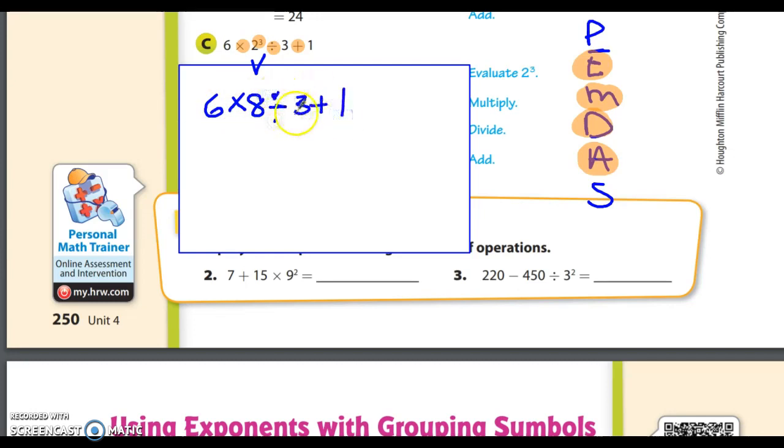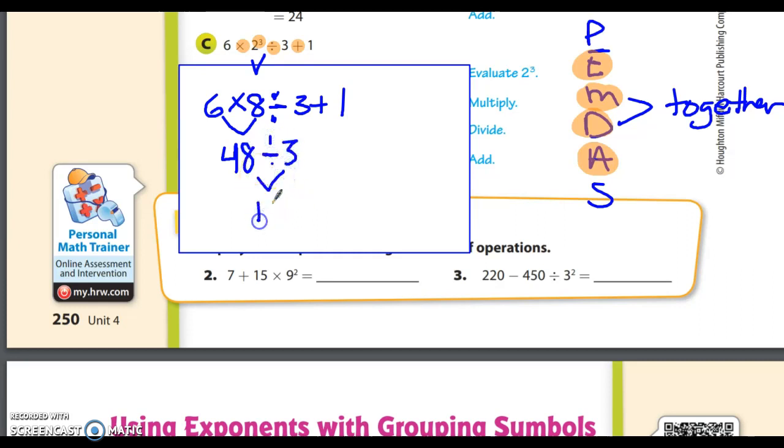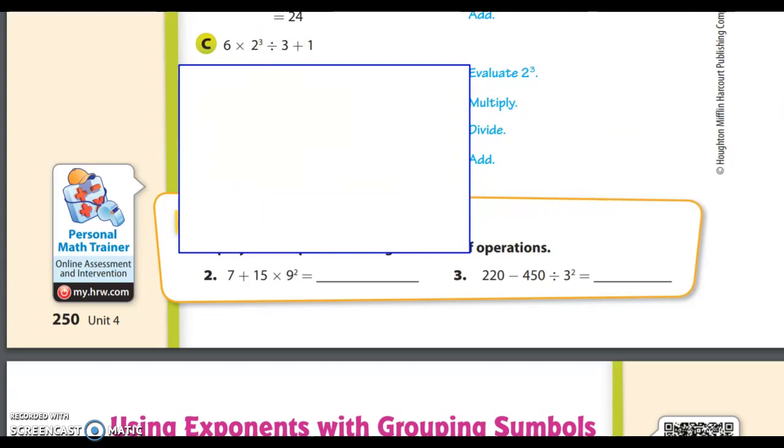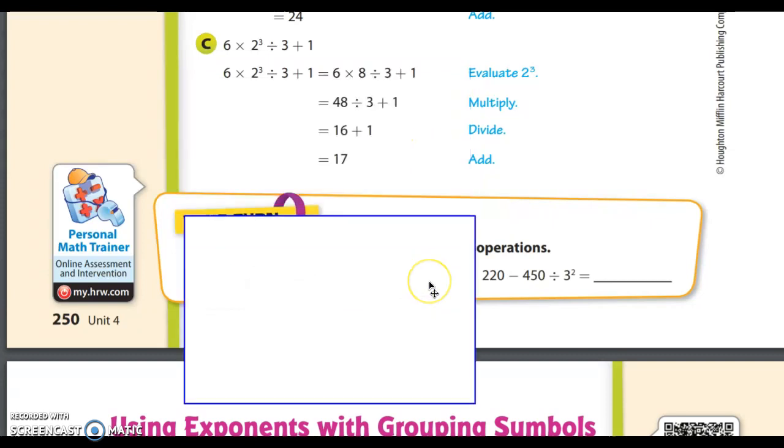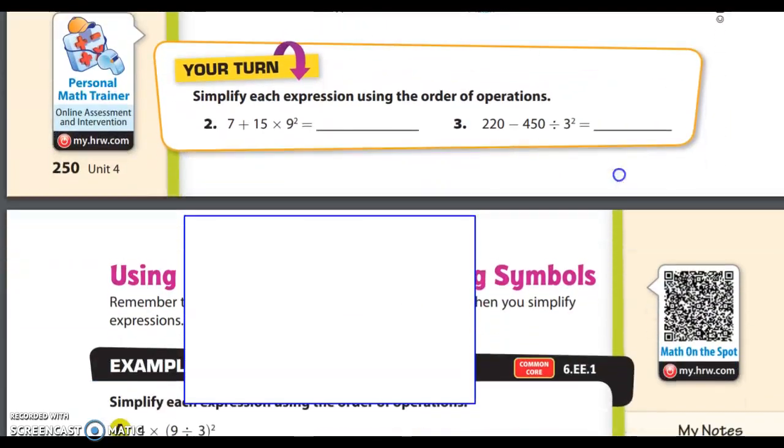Now, I want to be clear about something. I'm not going to do 6 times 8 because multiply comes before divide. Multiply and divide go together. I know it kind of doesn't look like it according to my image, but if you go back to the first page of this lesson, 249, the third line down says multiply and divide in order from left to right. I'm doing 6 times 8 first because it's on the left. 6 times 8 is 48. I'm immediately going to divide by 3. 3 goes into 48 16 times, plus 1 I get 17. Check my work. The answer is 17.